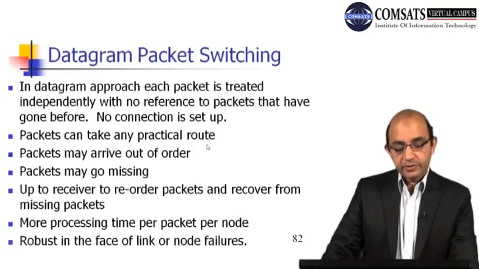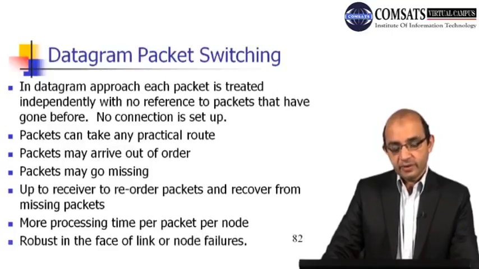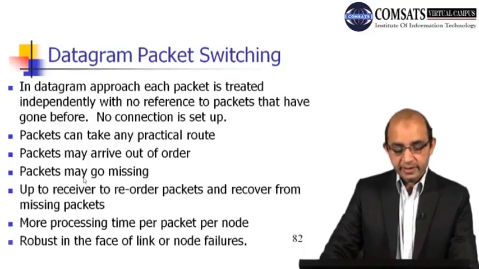Any practical route, so as a result they can follow any route. As they are following different routes, it is very natural that they will arrive at the destination in different order, right? There can be a problem whenever one of the packets goes missing, so we can have some algorithms or methodologies to send a request to the sender that this packet is missing, so please retransmit it.